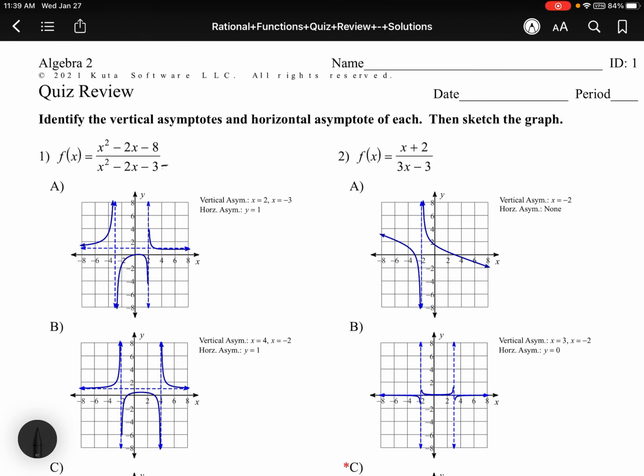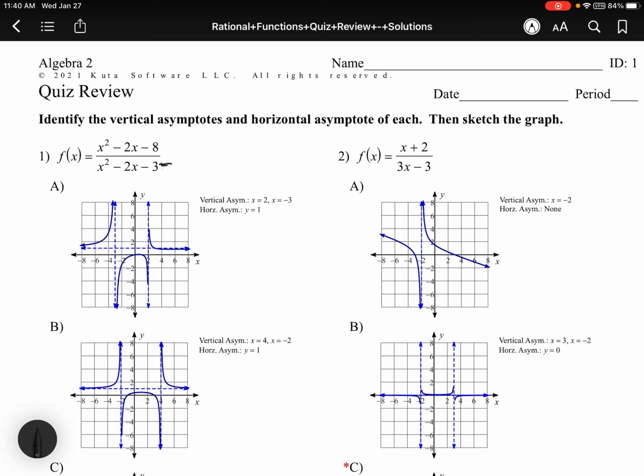All right, so in this video, I'm going to show you guys how to solve the problems on the quiz review. So first, for number 1 and number 2, it tells us to identify the vertical asymptotes and the horizontal asymptote of each function. Then we're going to sketch the graph. So first, let's look at number 1.